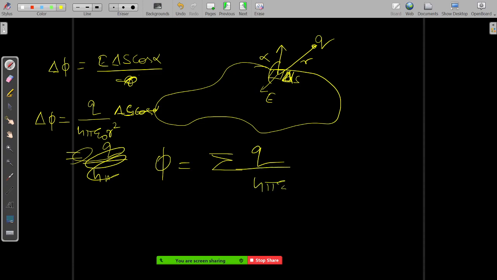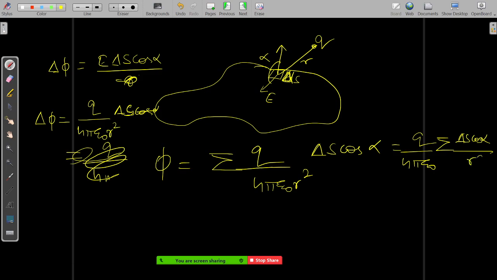We are deriving the same thing that we did for the internal charge. So this will become how much? This Q by 4 pi epsilon naught can come outside, and this will become summation of delta s cos alpha by r square. And what is that? The total flux becomes Q by 4 pi epsilon naught into summation of the small solid angle. This is the solid angle made by this surface.